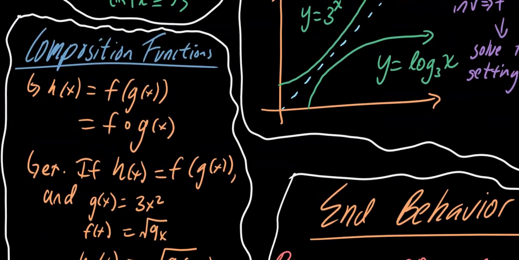Alright, now composition functions may be new to you. They're basically just a function inside of a function put together, and here's how we write them. This dot, by the way, is a hollow dot. It does not mean multiplication, rather it means f of g of x. Alright, and I'll show you what I mean with this example.